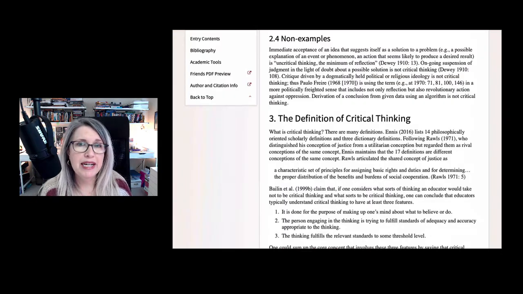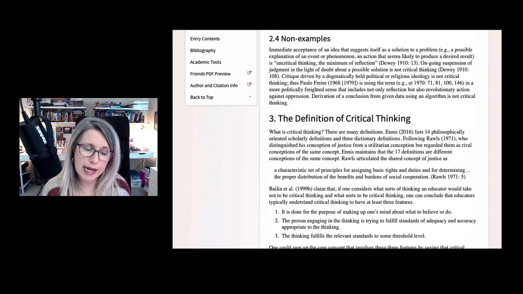Immediate acceptance of an idea that suggests itself as a solution to a problem, e.g., a possible explanation of an event or phenomenon, an action that seems likely to produce a desired result, is uncritical thinking, the minimum of reflection.